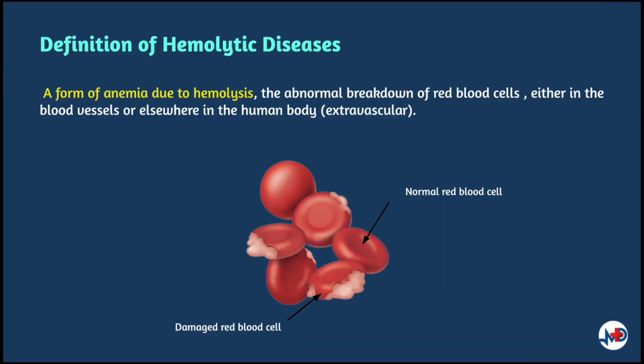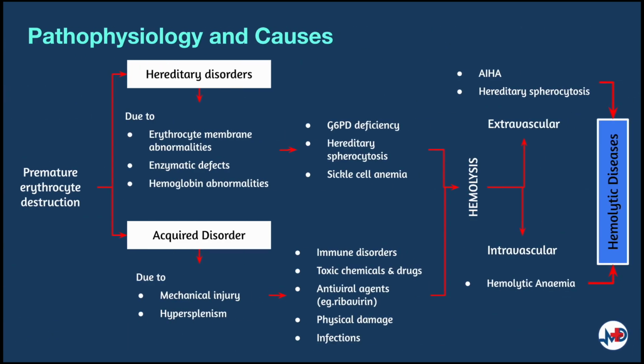Let's get started. Hemolytic anemia is a form of anemia due to hemolysis, the abnormal breakdown of red blood cells either in the blood vessels, which is known as intravascular, or elsewhere in the human body, known as extravascular. Hemolysis can be due to hereditary and acquired disorders. The etiology of premature erythrocyte destruction is diverse and can be due to conditions such as intrinsic membrane defects, abnormal hemoglobins, erythrocyte enzymatic defects, immune destruction to erythrocytes, mechanical injury, and hypersplenism.